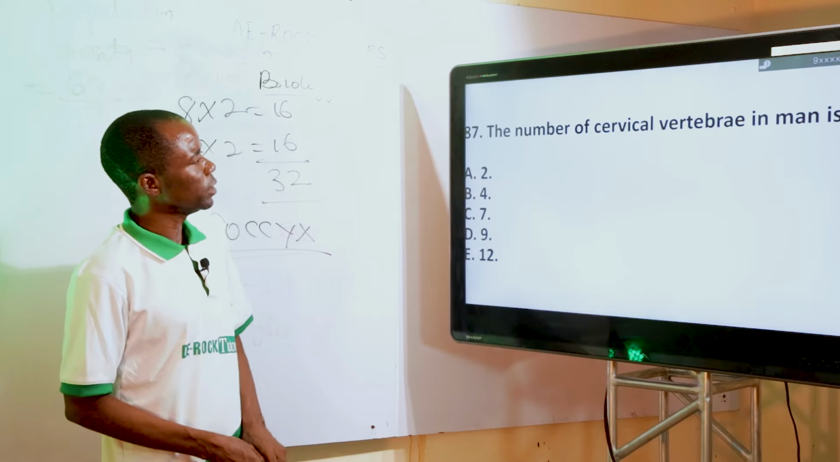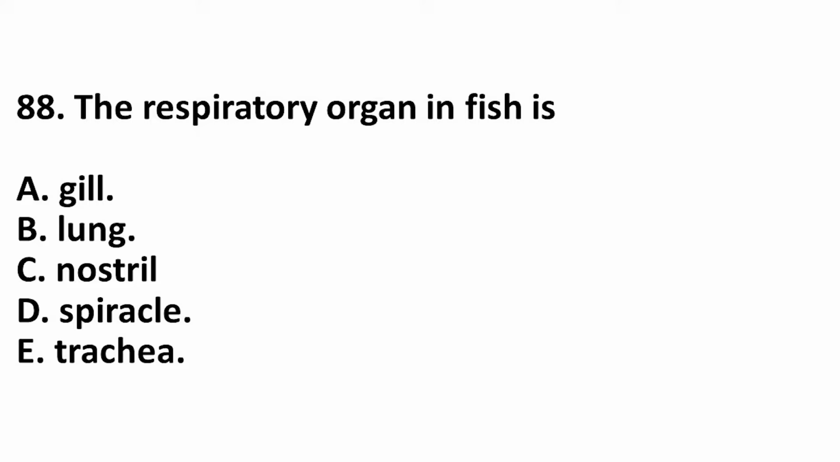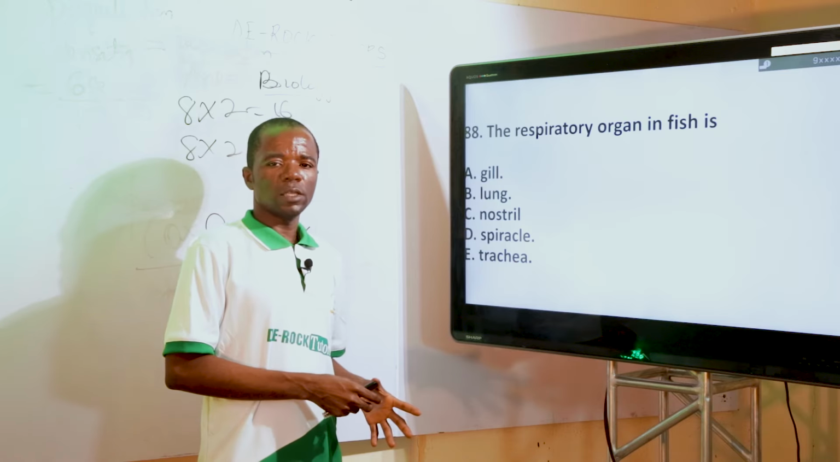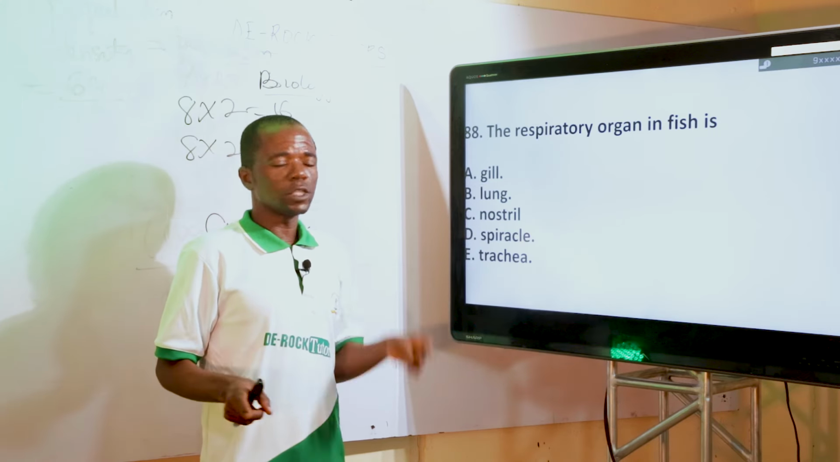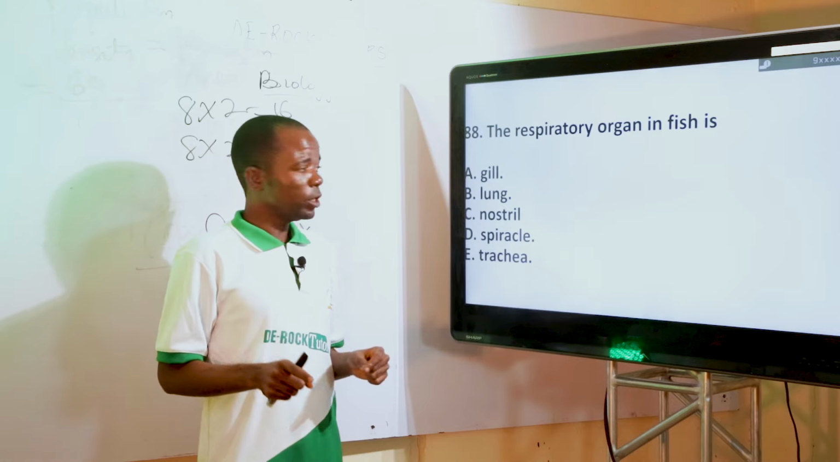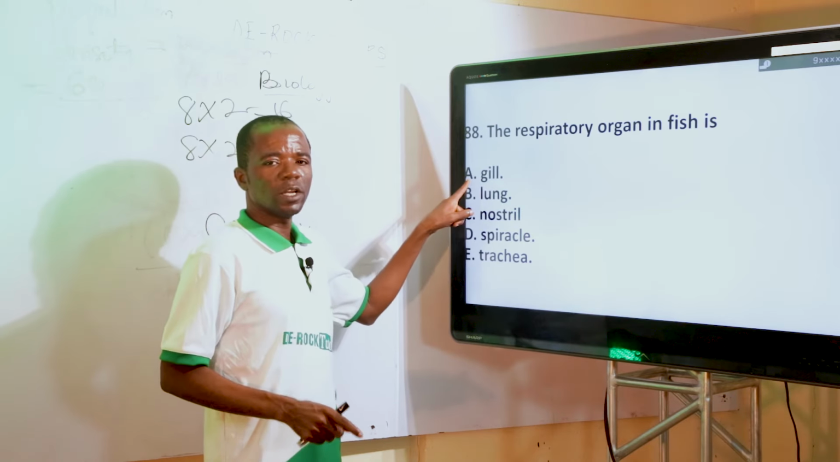Let's go to number 88. The respiratory organ in fish is dash. Now, fish is an aquatic organism. So, all fish, apart from a particular fish called lungfish, use gill for respiration. So, the correct answer here is option A, gill.